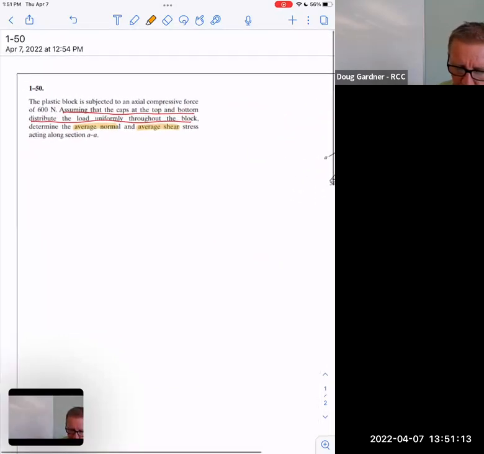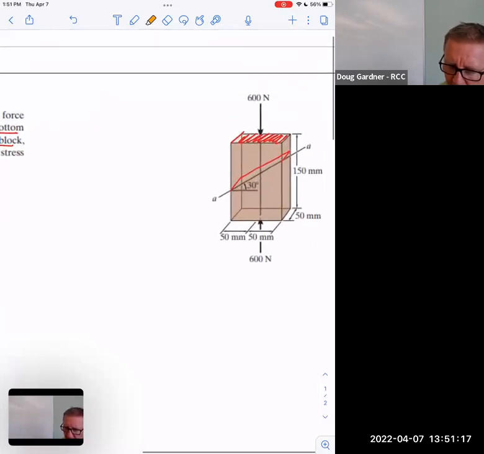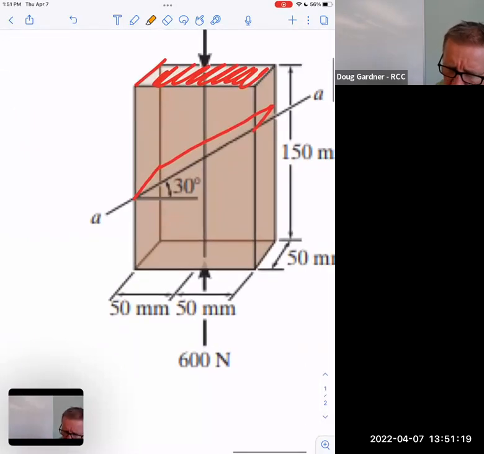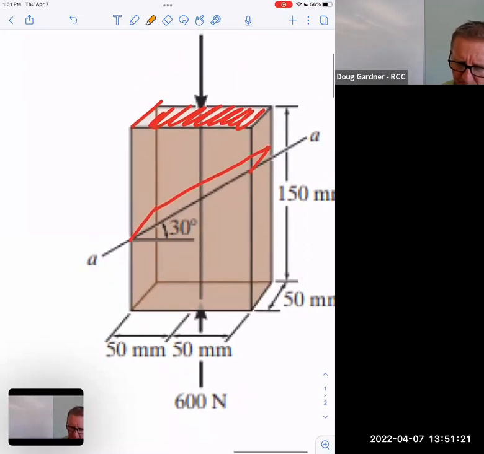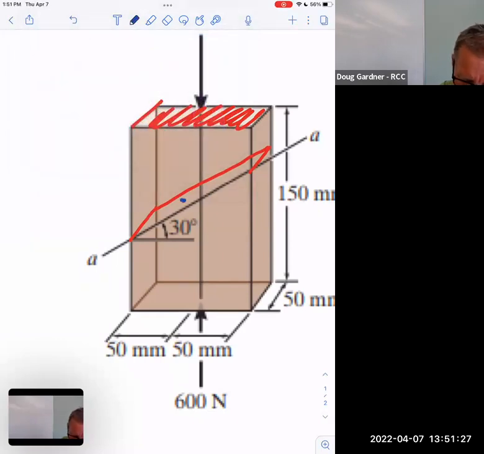So let's do normal first, just because we did that already. But what's tricky about this? Well, remember what direction is normal in this picture? Because this is different now. Perpendicular to the plane of the cut. So in other words, that's the normal, perpendicular to that plane.